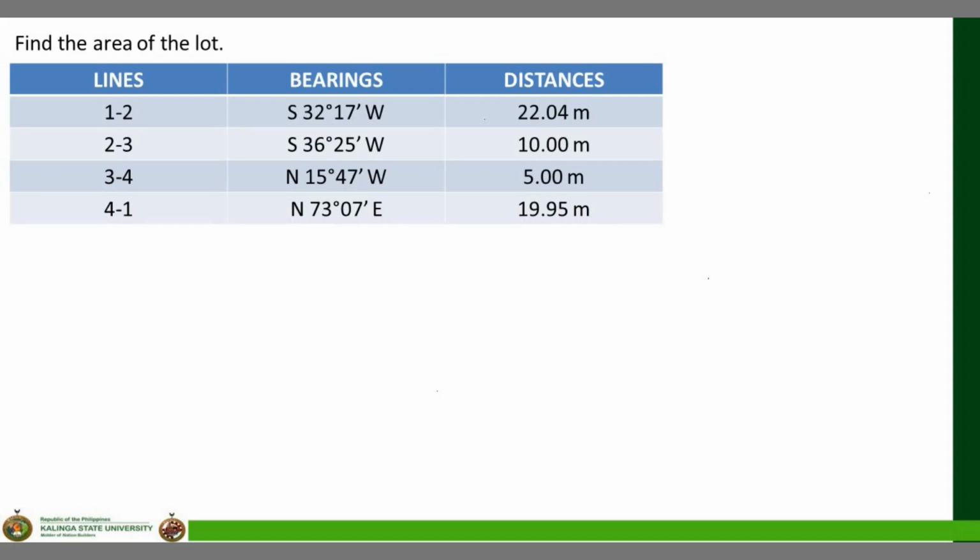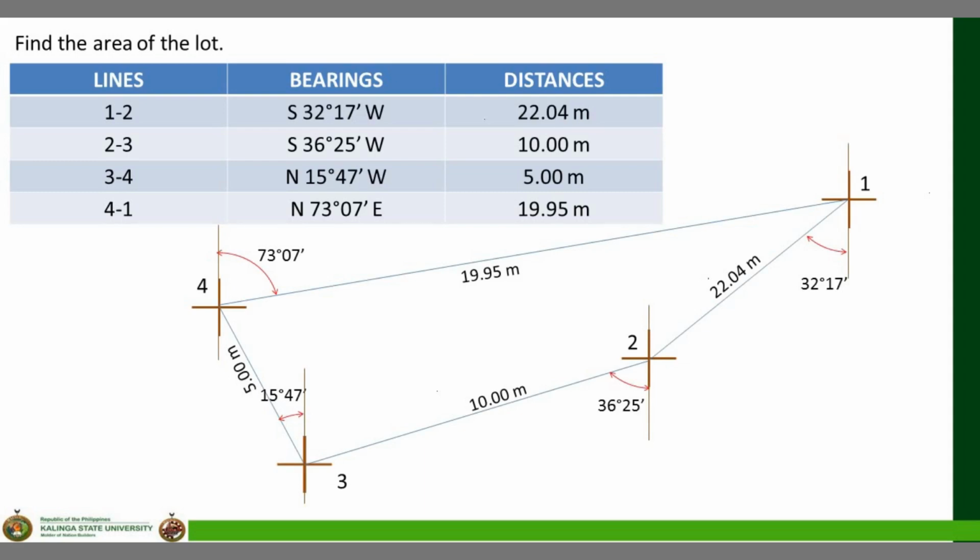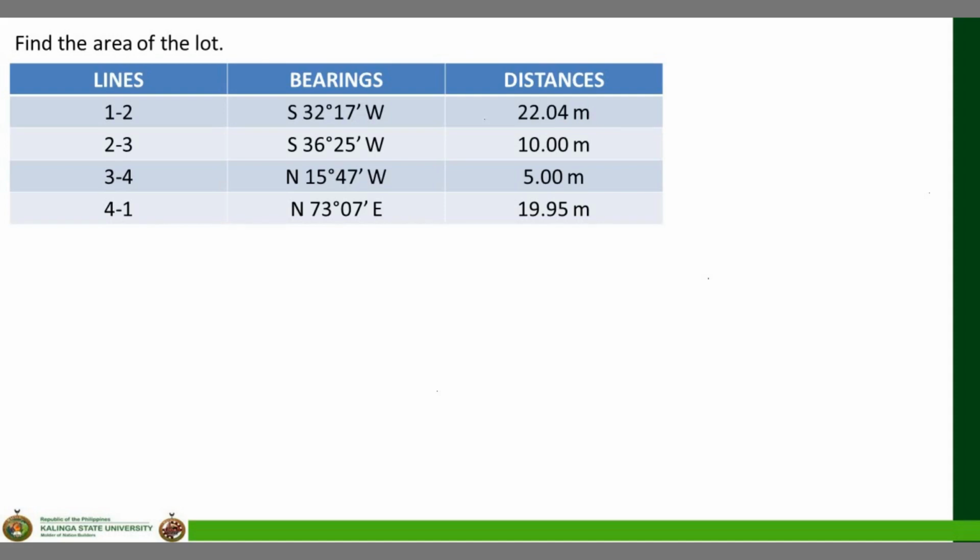So, if I'm going to sketch the shape of this lot, it looks like this. This example is not included in your notes, so kindly take a screenshot of the problem and the solution. Again, this worded problem is not included in the notes I uploaded, so kindly take a screenshot. The given in this problem are the bearings and the distances, and you are required to determine the area.